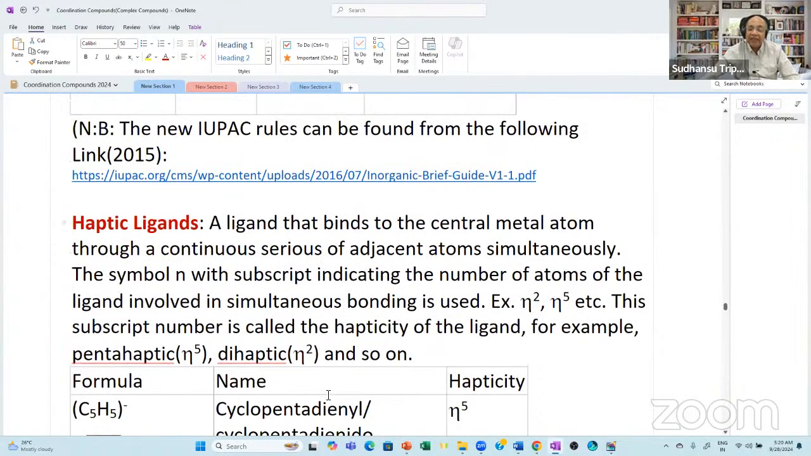I did not include the haptic ligands, but since it is a complete file, I thought, why shall I talk about hapticity and haptic bonds, haptic ligands at a later stage? Why not now?